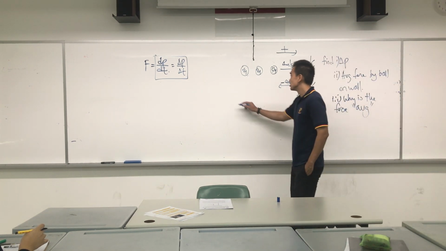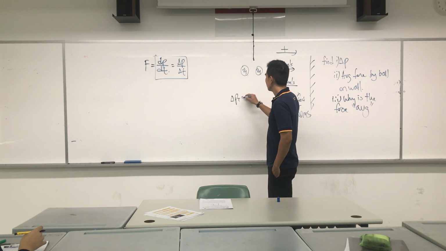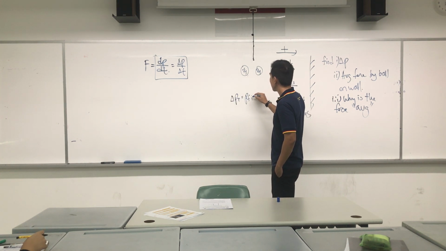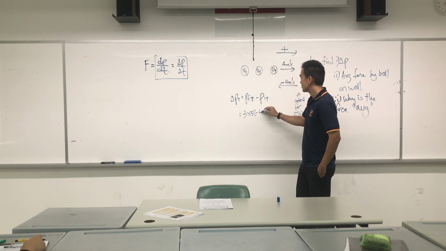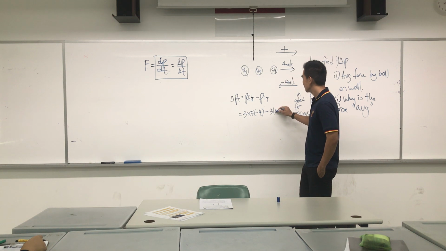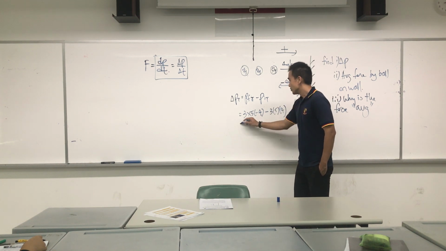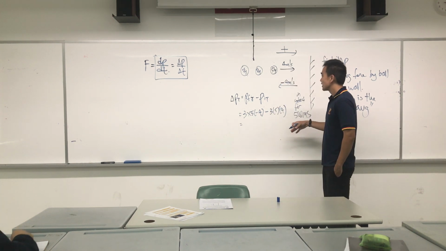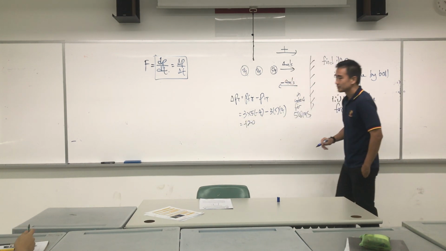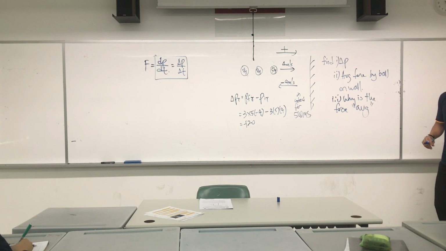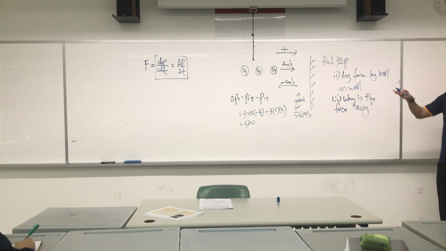Say that the total change in momentum is equal to the final total momentum minus initial total momentum, which is 3 times 5 times minus 4 minus 3 times 5 times 4. So which is going to be 2 times 3 times 5 times 4. That's going to be minus 120. So define this direction as positive. We can define the other direction as positive, it doesn't matter, so long as it's consistent with the sign.